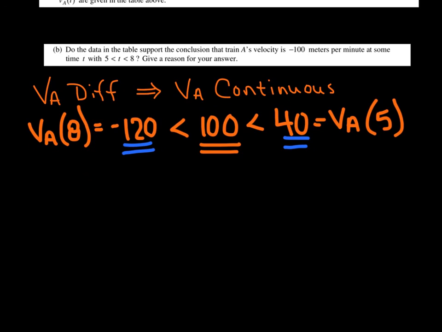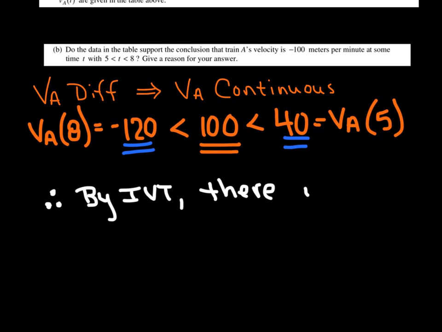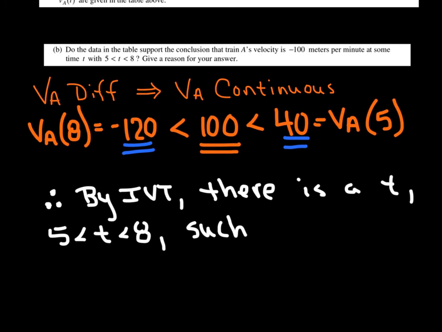Now we can wrap it up with a little conclusion statement. We're thinking, therefore, by the intermediate value theorem, there is a t value. There is a t somewhere between 5 and 8 such that the velocity of train A at that t value is equal to negative 100.